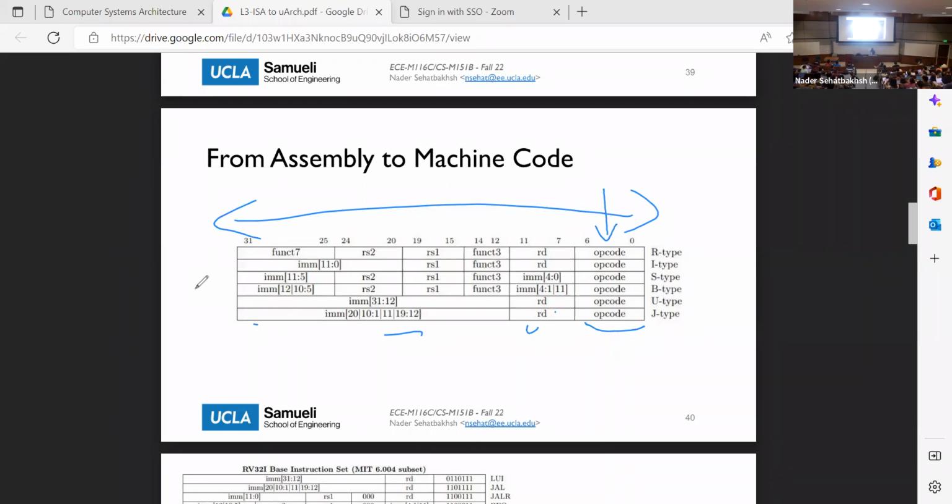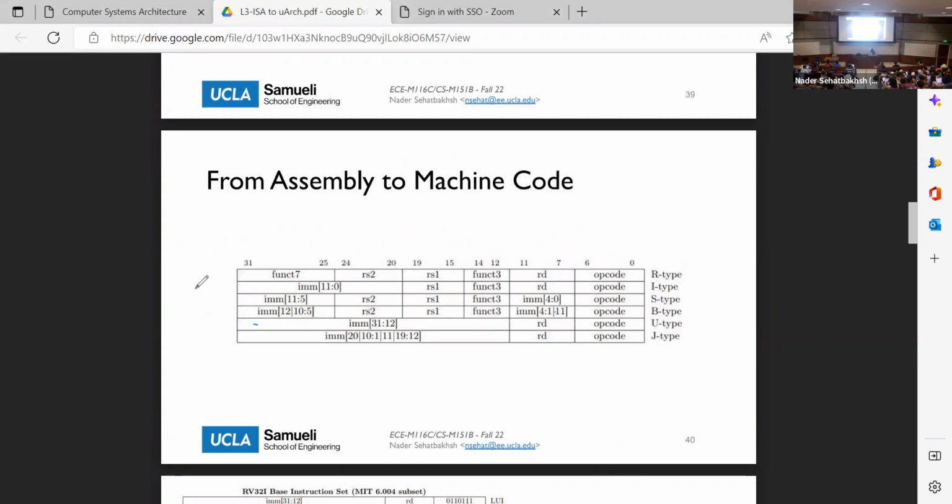Then you will see that some of these instructions have the destination register, which is basically these 4 bytes here. Again, why 4 bytes?